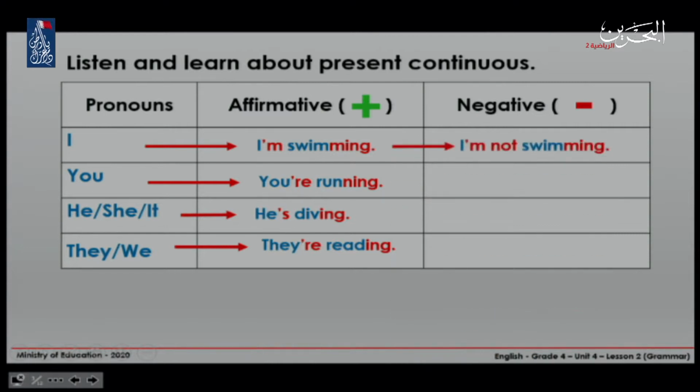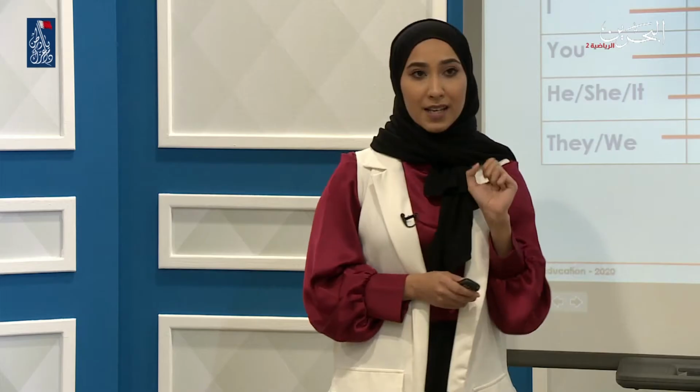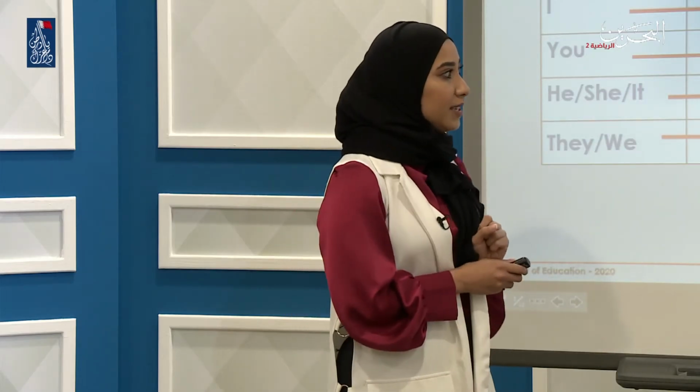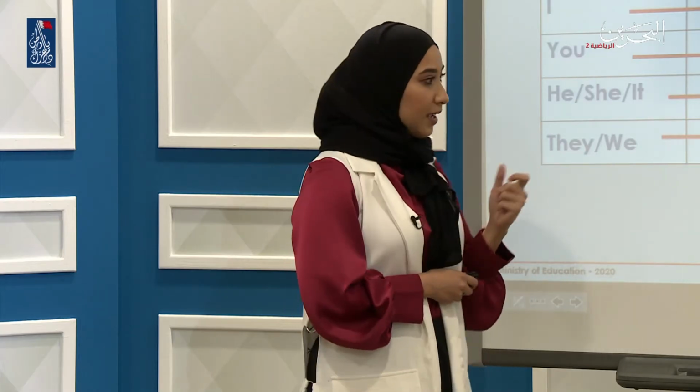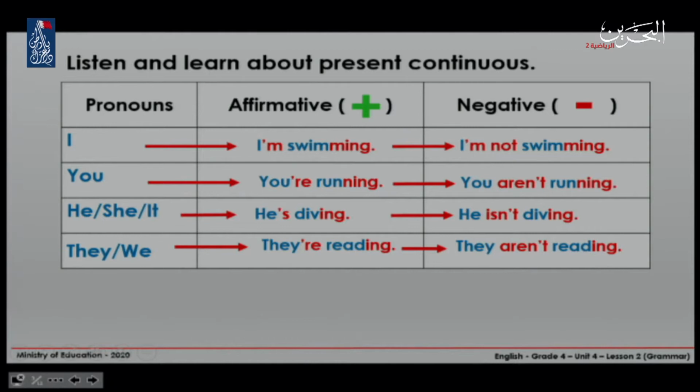Here we have I. It will become I'm not swimming. You, we will say you aren't running, or we can say you are not running. He, she, and it take isn't or is not, and we will say he isn't diving. They, we will use aren't or are not, and we will say they aren't reading.